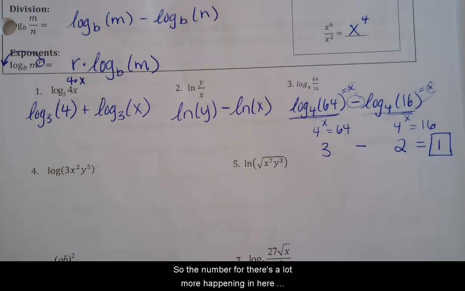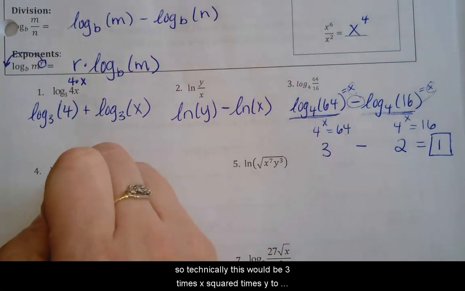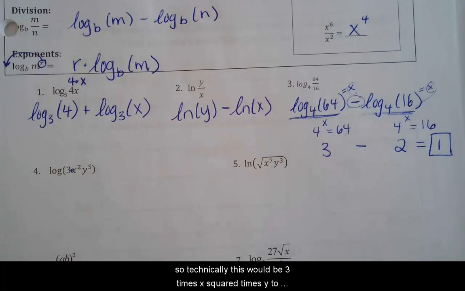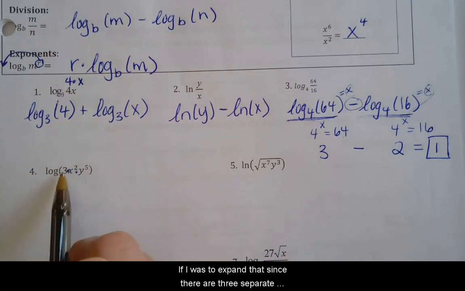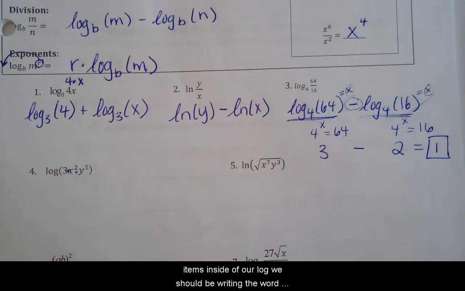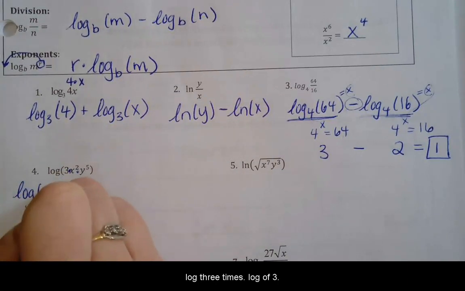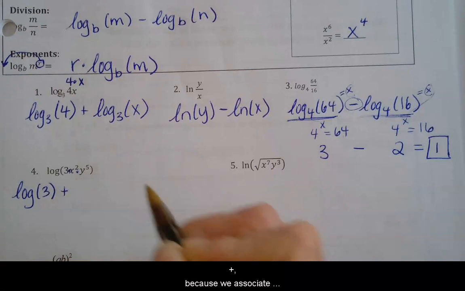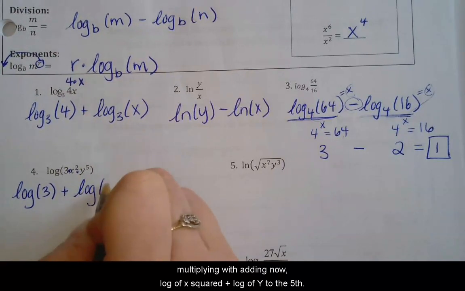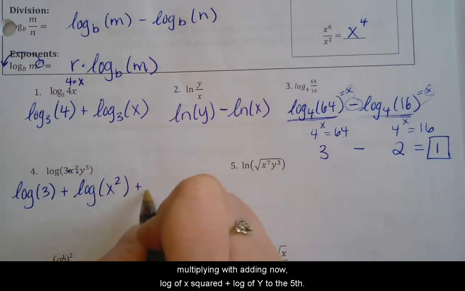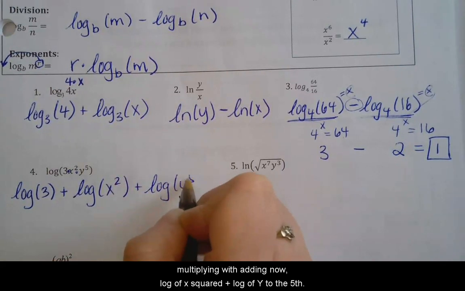So in number 4, there's a lot more happening in here. Technically this would be 3 times x squared times y to the 5th. So I'm going to do this one line at a time. If I was to expand that, since there are 3 separate items inside of our log, we should be writing log 3 times. Log of 3 plus, because we associate multiplying with adding now, log of x squared plus log of y to the fifth.